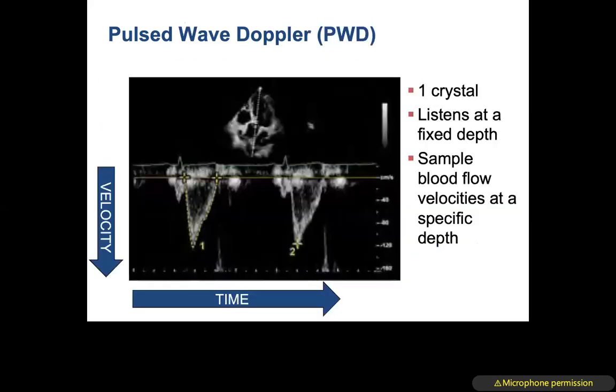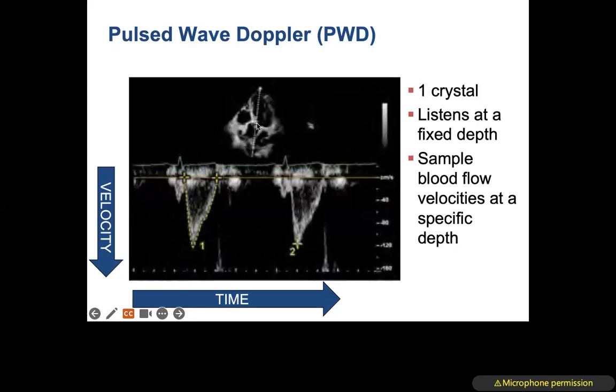So pulse wave Doppler has one crystal, and we listen at a fixed depth. So this example up here, this is an apical 5-chamber view. You have your left ventricle, left atrium. We can't really see the right atrium. The 5-chamber is we have the LVOT, or the left ventricular outflow tract, the aortic valve, and the aorta. So the aorta is that 5th chamber. And this has a little sample gate that it's putting in the LVOT.